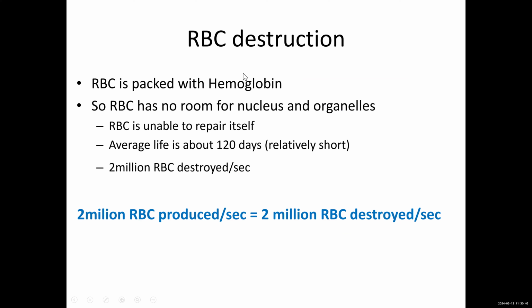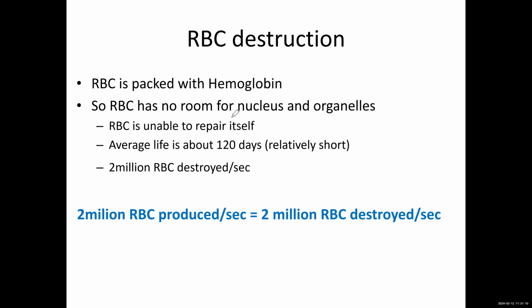So here's our RBC destruction. RBCs are packed with hemoglobin, so they have no room for a nucleus and organelles. If you have a cell and most of its volume is hemoglobin, then you don't have enough room for those large organelles like the nucleus, for example.